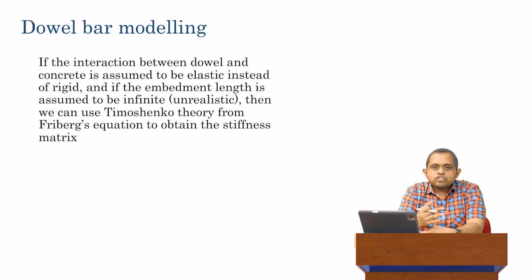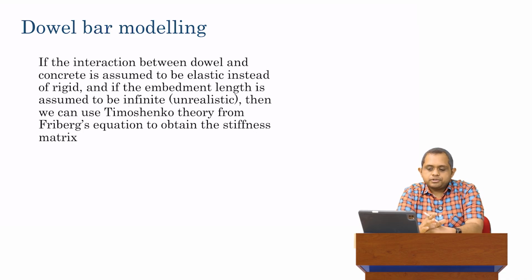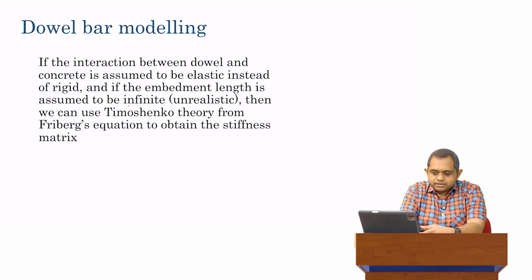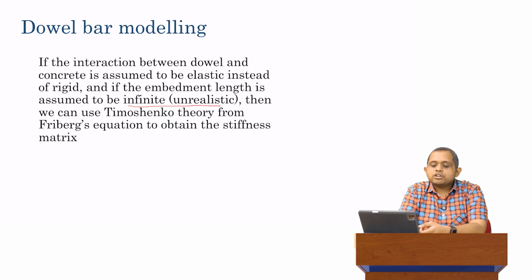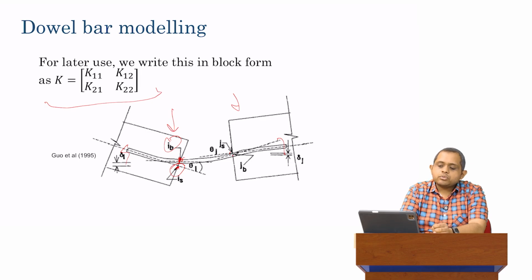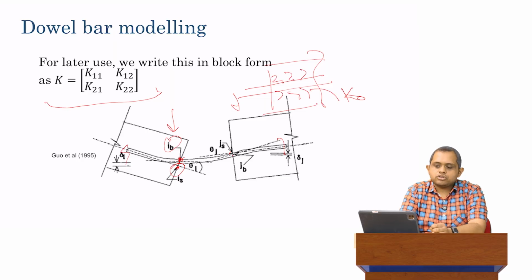So just to put that in more formal terms, if the interaction between the dowel and concrete is assumed to be elastic instead of rigid, and if the embedment length is assumed to be infinite, this is a bad assumption by the way, then we can use the Timoshenko theory from Friberg's equation to obtain the stiffness matrix. Remember, Friberg's equation made an assumption that this embedment length was basically infinite, and you had some kind of elastic modulus here, which we defined as K naught.